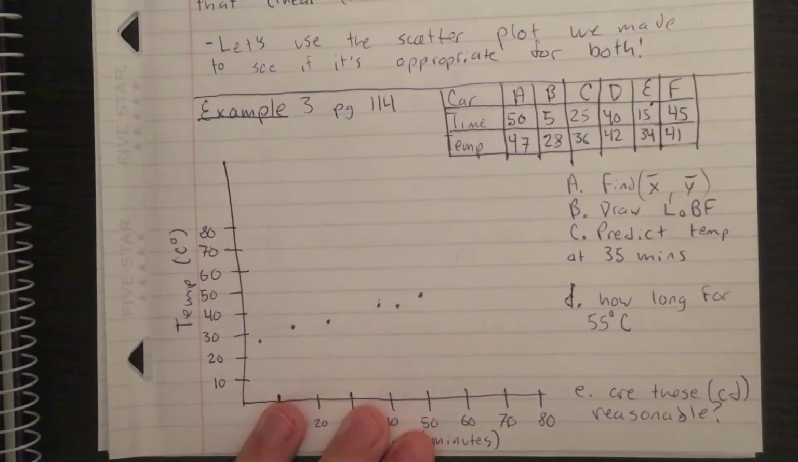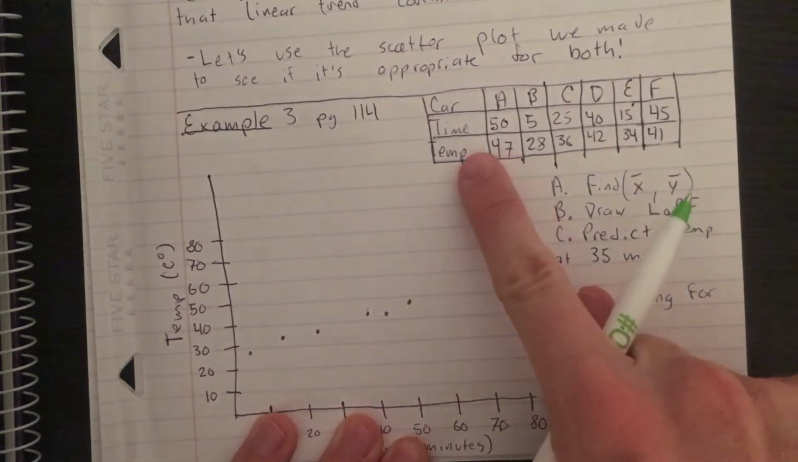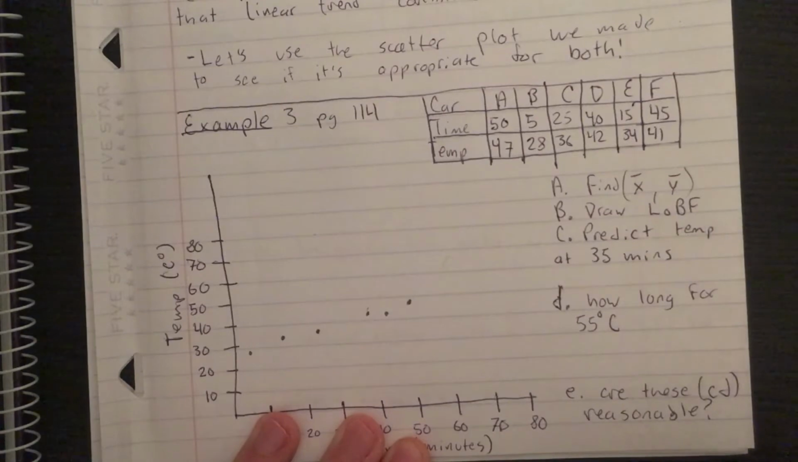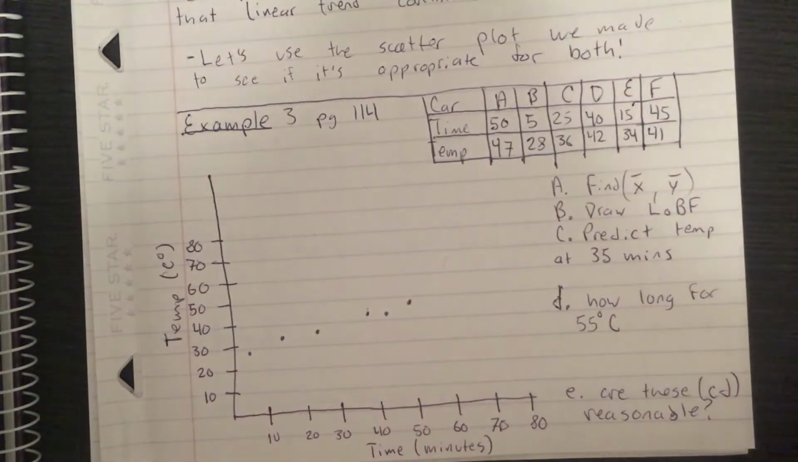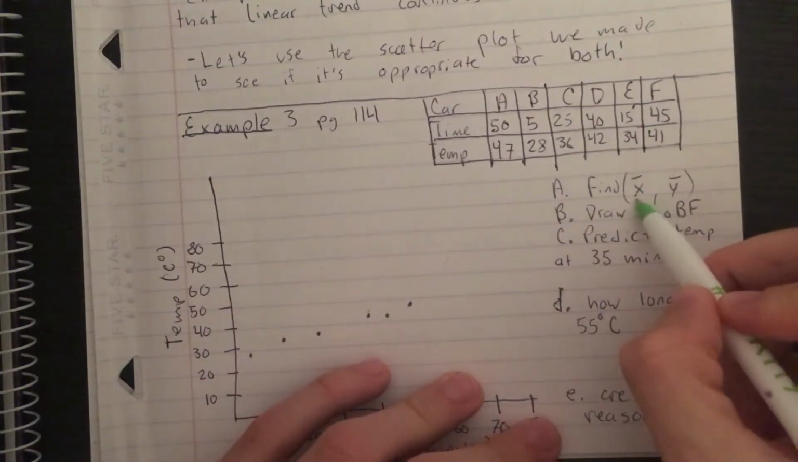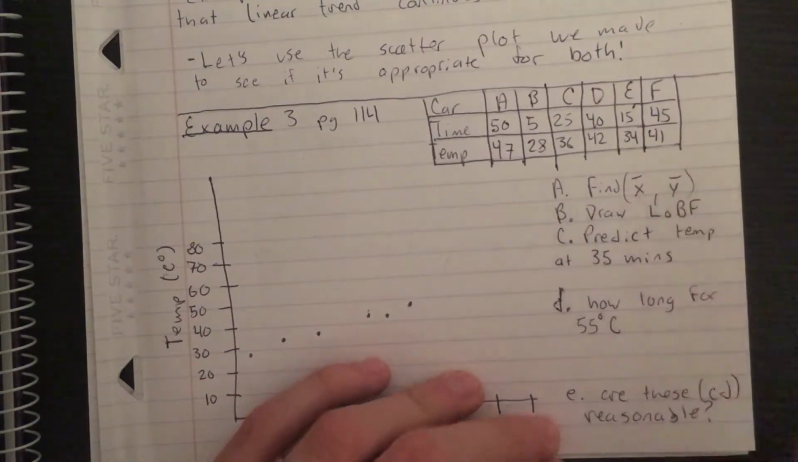Basically what we've got here is a table representing the amount of time that cars were left in the sun and the temperatures that were recorded inside of the car. And what we want to do is figure out the line of best fit. So the first thing that we're going to have to do is figure out what X bar and Y bar is.